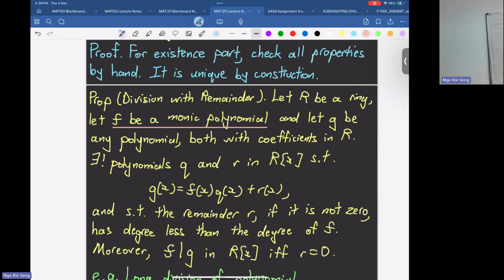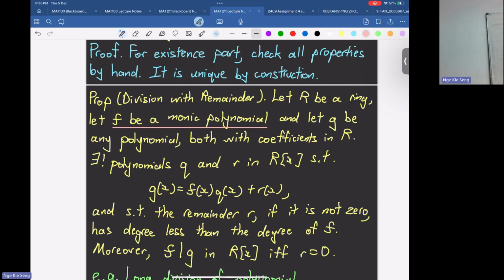No, I mean, 0 is not a monic problem though. Yeah, the leading coefficient is not 1. Yeah, leading coefficient is not 1. F and G are both arbitrary, it depends on how you define it.